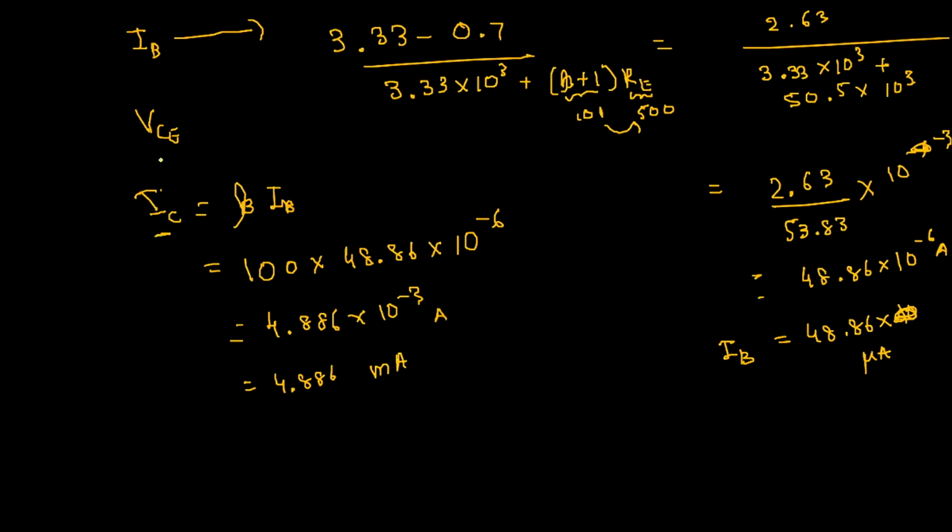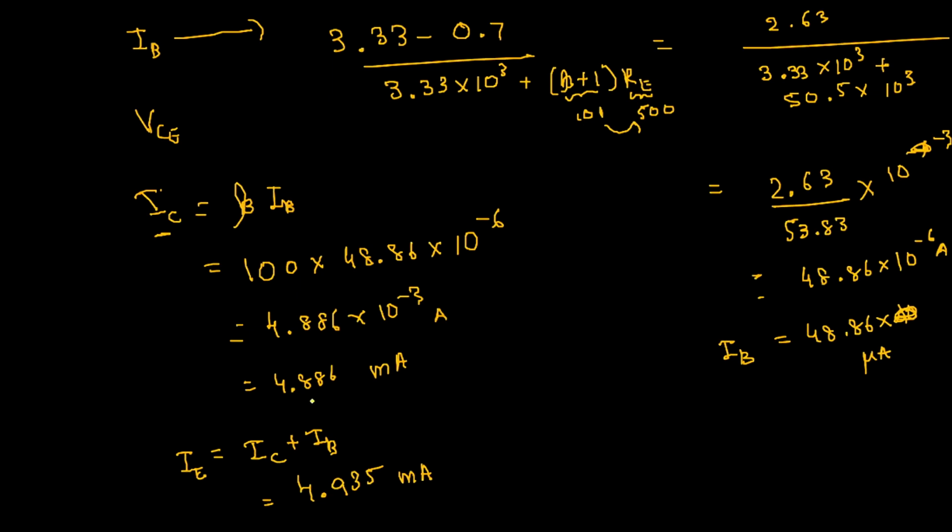So now for calculating the value of IE, IE is equal to IC plus IB. By adding these two, we get a value which is very close to IC, but it's not exactly the same. So we get 4.935 milliamperes. Now we have found out the value of collector current, base current, and emitter current.